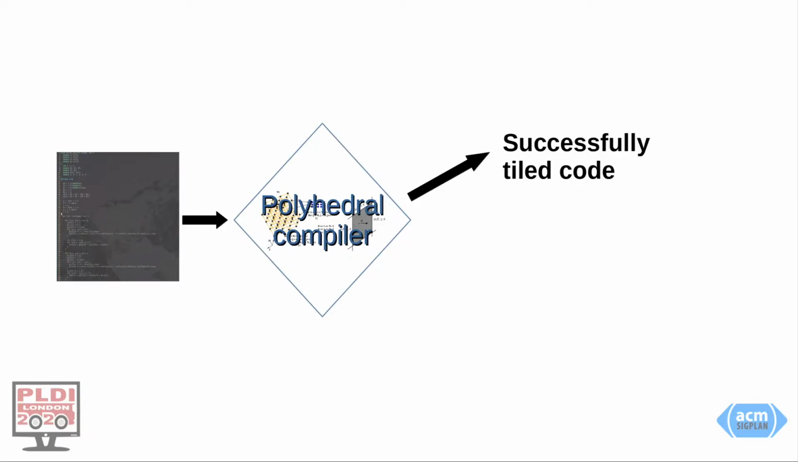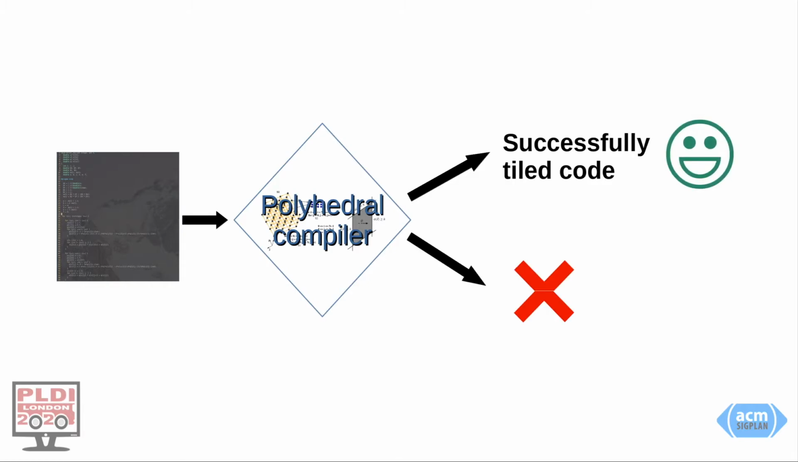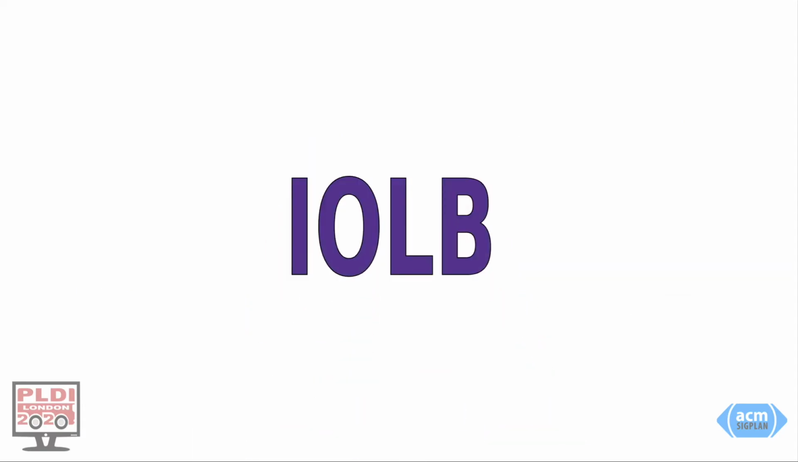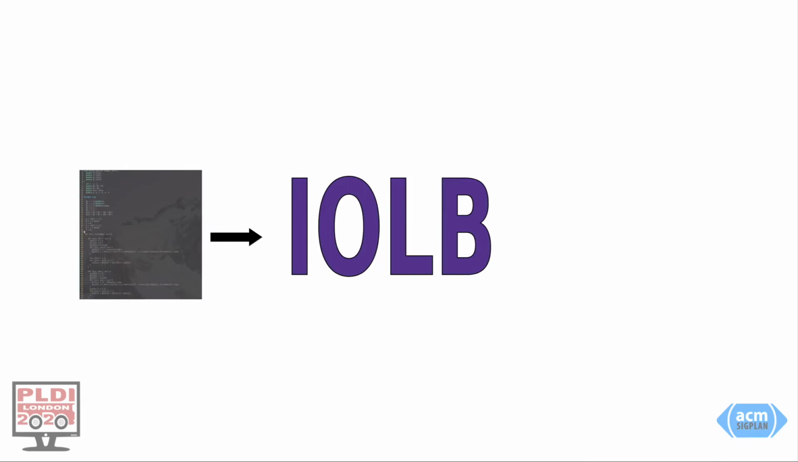If it succeeds in tiling your program, removing the data movement bottleneck, you're happy. But what if it doesn't? Maybe the I/O cost can still be improved by some manual transformation, or maybe I/O is an inherent limit of this program. Our tool iolb helps answering this question by automatically computing a lower bound on data movement costs.